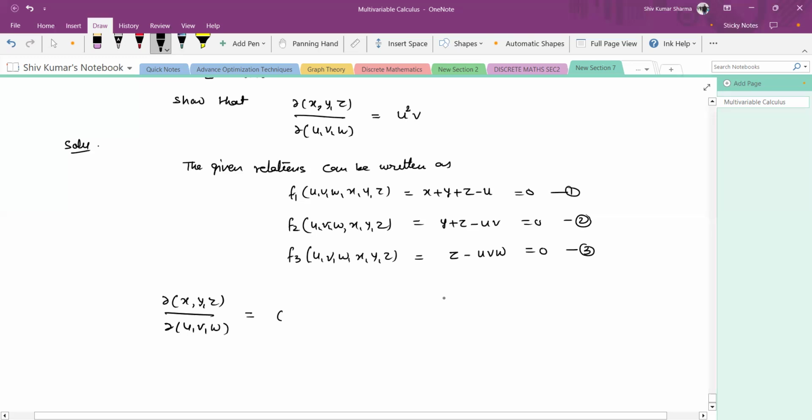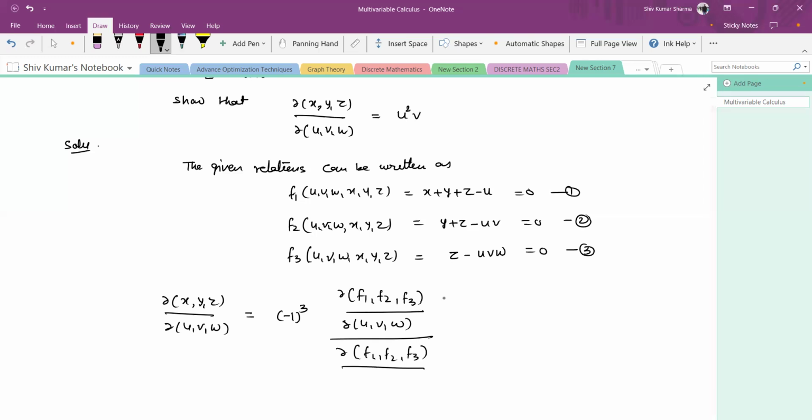So this is equal to, by the same rule, minus 1 raised to the power 3, but we change it into the formula. So here we write first the Jacobian of f1, f2, f3 with respect to u, v, w upon the Jacobian of f1, f2, f3 with respect to x, y, z. Okay, so we write this as minus 1 raised to the power 3, which gives us a negative sign.